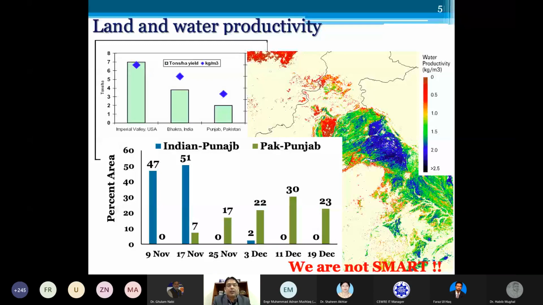So in Indian Punjab, they are sowing about 98% of their total wheat area before 17th of November. But if you look at Pakistani Punjab, only 7% at that time was under wheat, and then 17%, then 22%, and up to 19th of December we kept on sowing wheat. So that's also one reason for this lower yield in this particular region of the Transboundary Indus Basin. So we have to think on it as well.